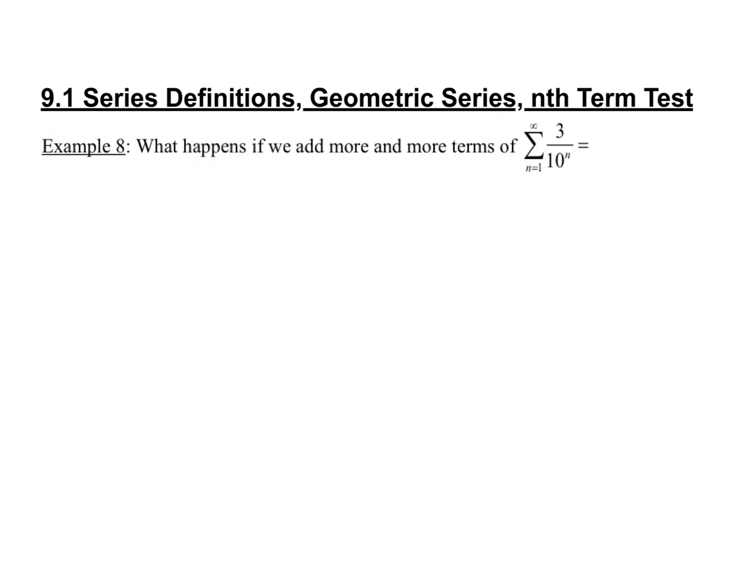On this one, what would happen if we add more and more terms? I'm just going to write these out for us. I plug 1 in, I get 3 over 10. I plug 2 in, I get 3 over 100. I plug 3 in, 3 over 1,000, etc. What's happening to each of the numbers that I'm adding to the next group? Each of these numbers is getting smaller and smaller till eventually it's like adding nothing.